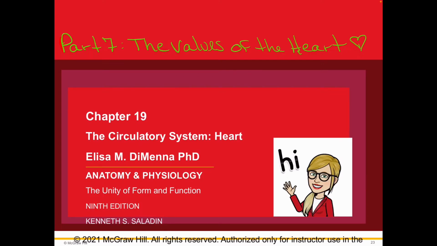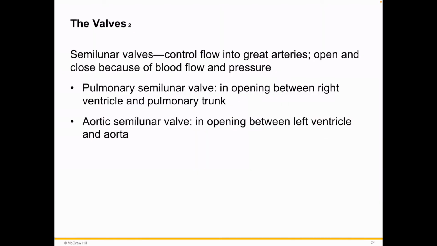Today, or tonight, or whenever you're viewing this, we're talking about the valves of the heart. These are like the inside doors of the heart. There are a couple of different ones that we're going to look at. The first group are the semilunar valves. These are the ones flowing from the pulmonary circuit, between the right ventricle and the pulmonary trunk, and then there's the one for the aorta, which is between the left ventricle and the aorta.